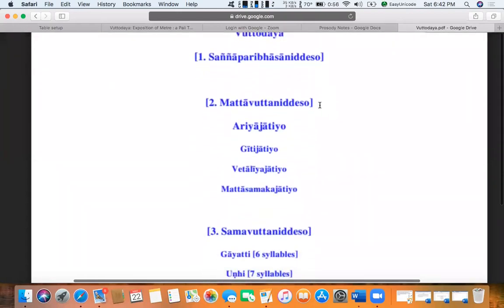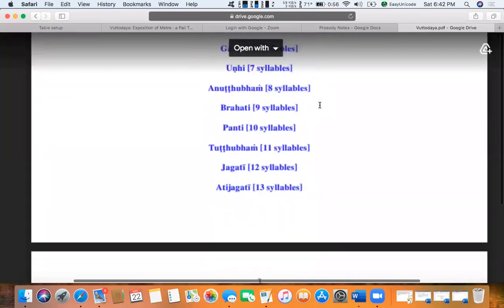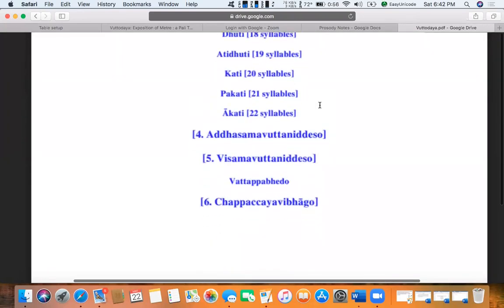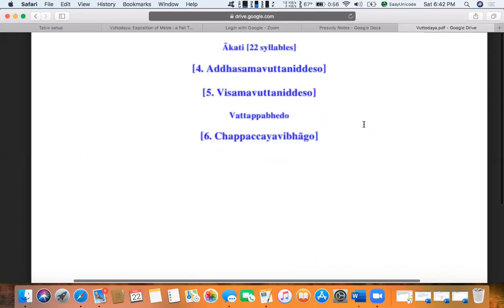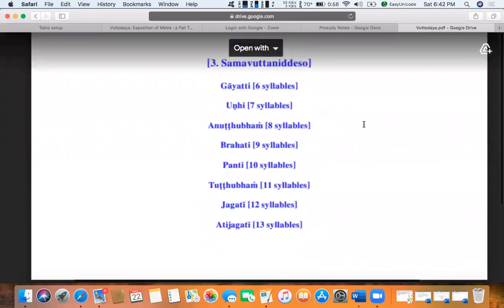Then the second, third, fourth and fifth chapters explain the meters of Pāḷi verses and how to compose verses. The sixth chapter is a further explanation, extra knowledge about verses. So we learn how to compose verses in the second, third, fourth and fifth chapters. So let's go to the first chapter.